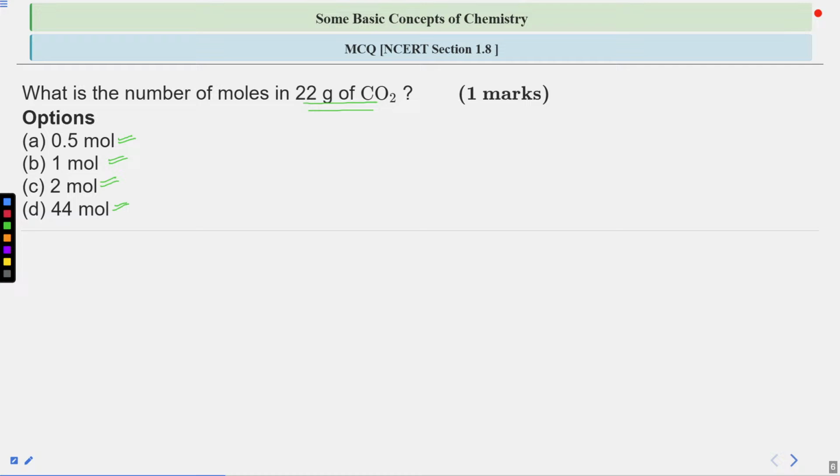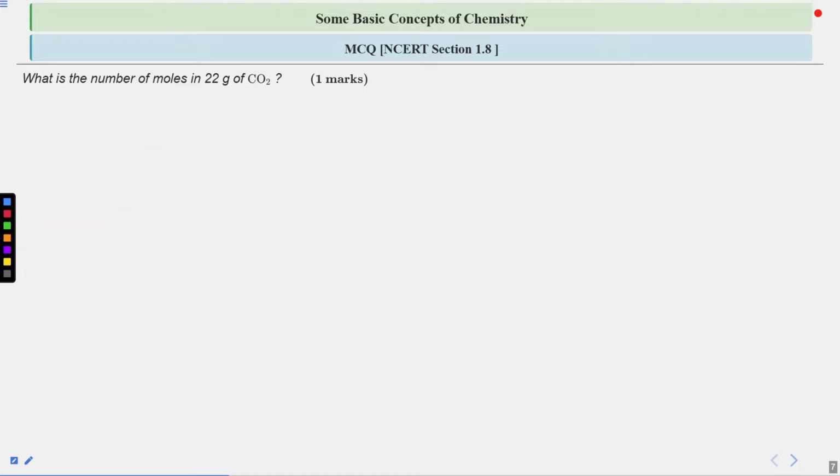So let's see what the correct answer is. It's very easy to solve. You have to find the number of moles. How do we find the number of moles? We have a very simple formula. If you apply that, you will get the number of moles as 0.5, which is option A. So again, this is an MCQ. It will comprise 1 mark.